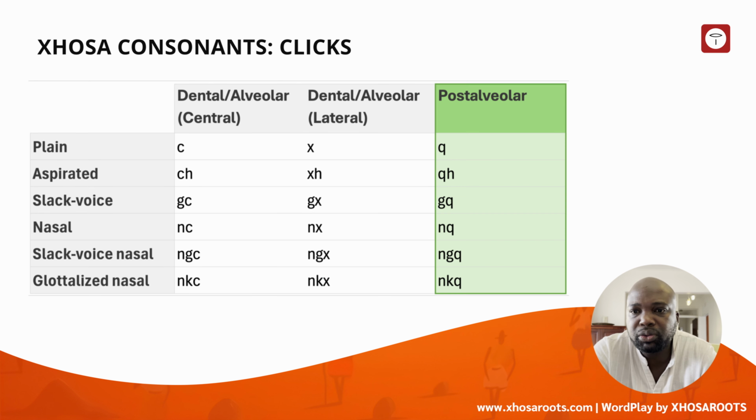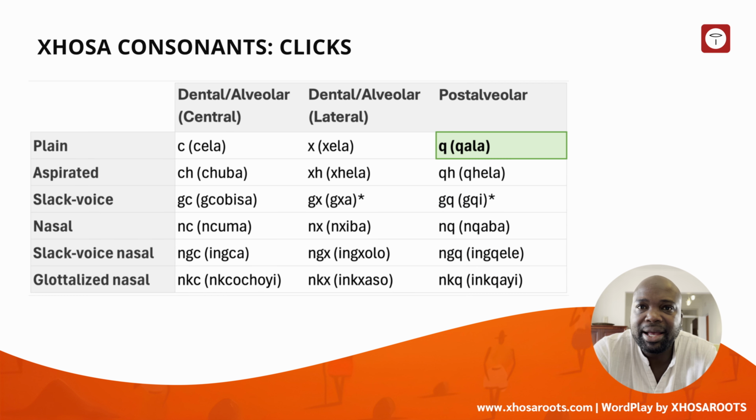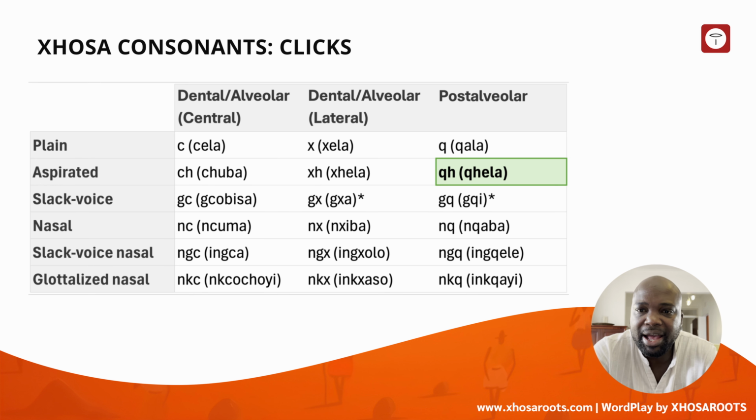And lastly, the postalveolar clicks. These are the ones that make the popping sound. The plain one being ka, as in kala, start. The aspirated version, as in kela, get accustomed to something, to someone, or get used to something.